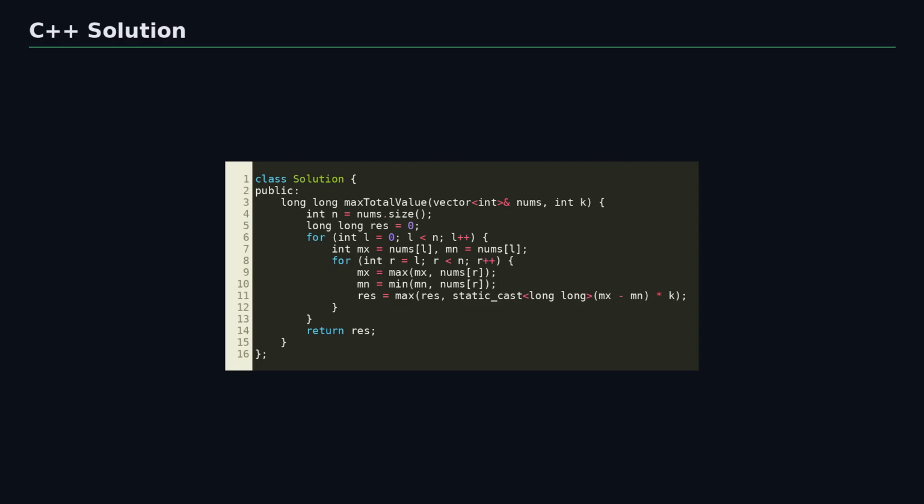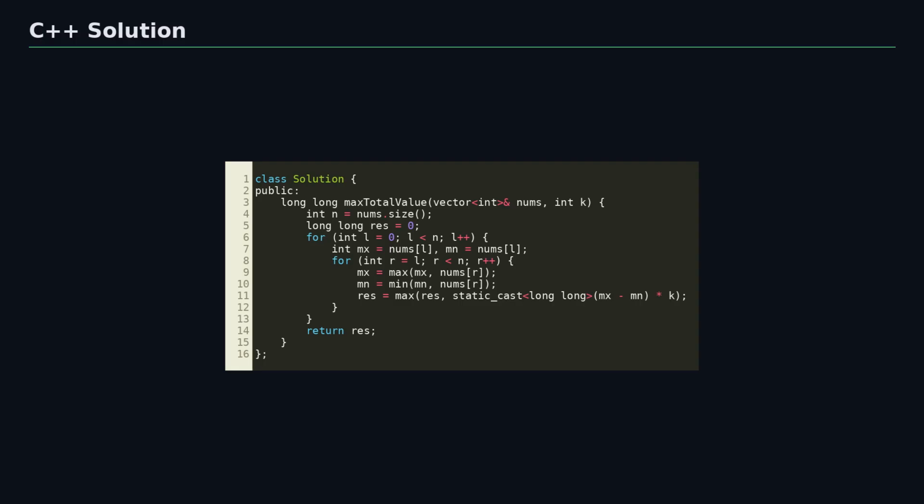Let's take a look at the C++ code that solves this problem. We start by initializing the result as 0. Then, we iterate over all possible subarrays using two nested loops. For each subarray, we calculate its maximum and minimum elements using the max and min functions. We then calculate the total value of the subarray by subtracting the minimum element from the maximum element and multiplying by k. We update the result with the maximum value that can be achieved by choosing the current subarray k times. We use the max function to update the result.